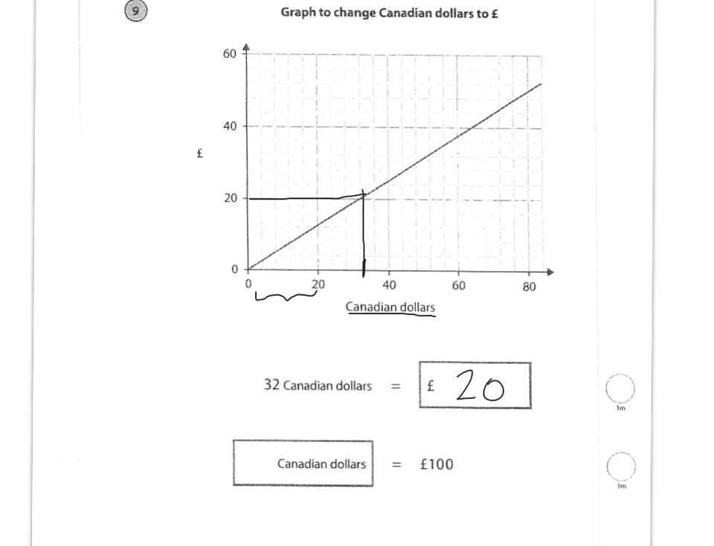Now the next question is, what number of Canadian dollars would £100 be? Well, I'm going to use my answer from above, to be honest. So what I notice is that if I times £20 by 5, it gives me 100. So if I times the 32 Canadian dollars by 5 also, it would give me the answer, and that is going to be 160 Canadian dollars.